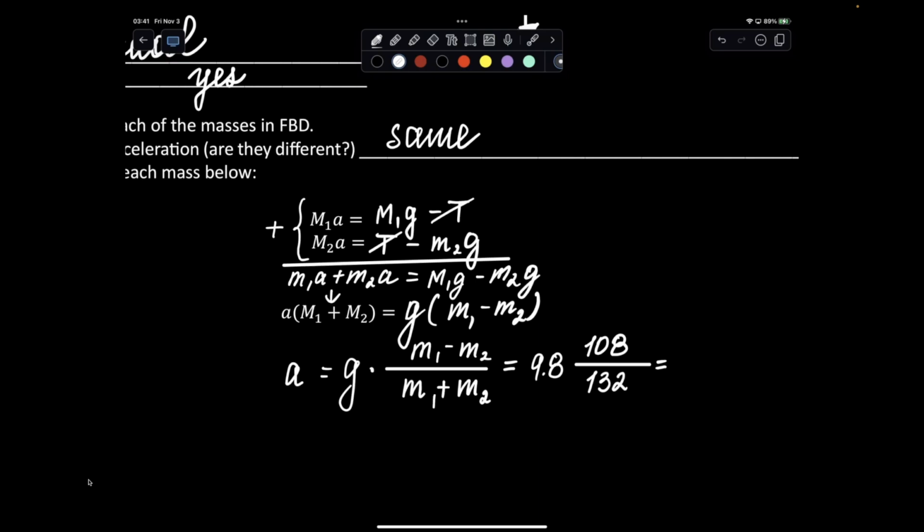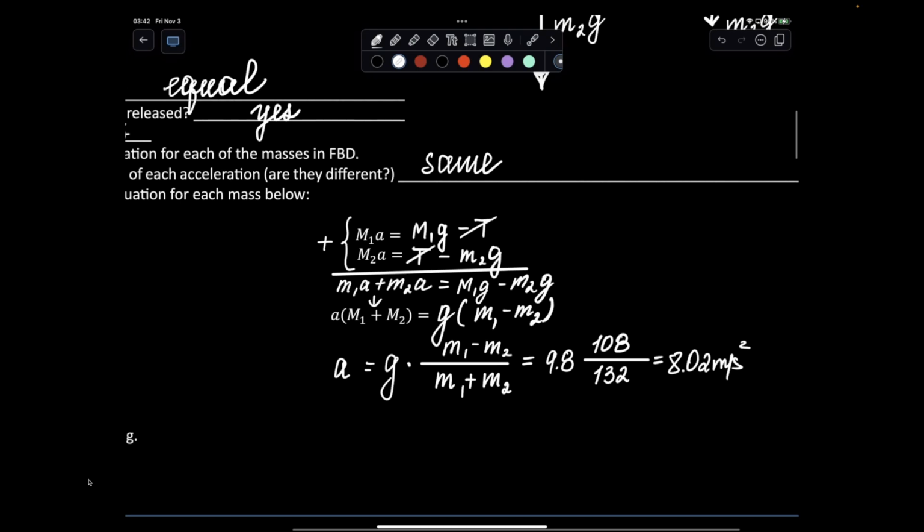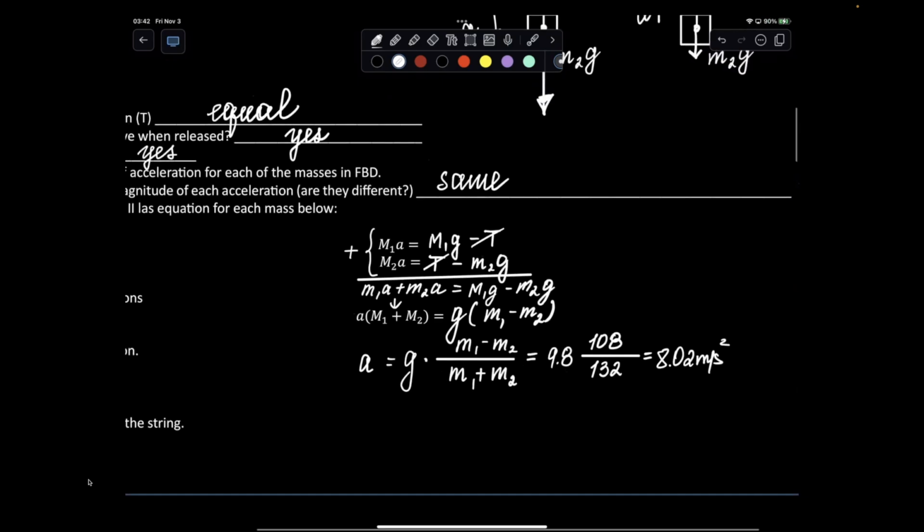So 108 divided by 132 is 0.82, and I will multiply that by 9.8, and that gets me 802 meters per second squared. It's a little rounded, so when I'm finding my force of tension and use different equations, I might get slightly different answers, but by 1 Newton or something like that.